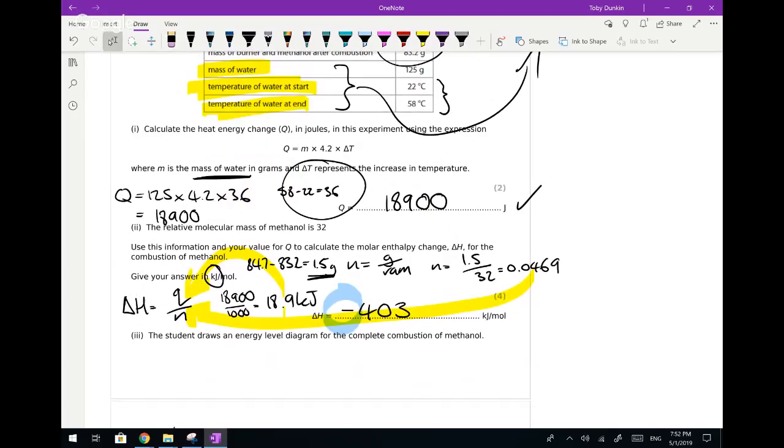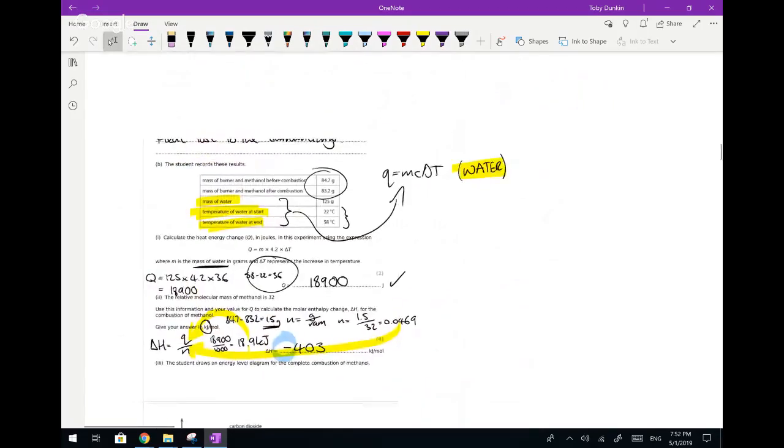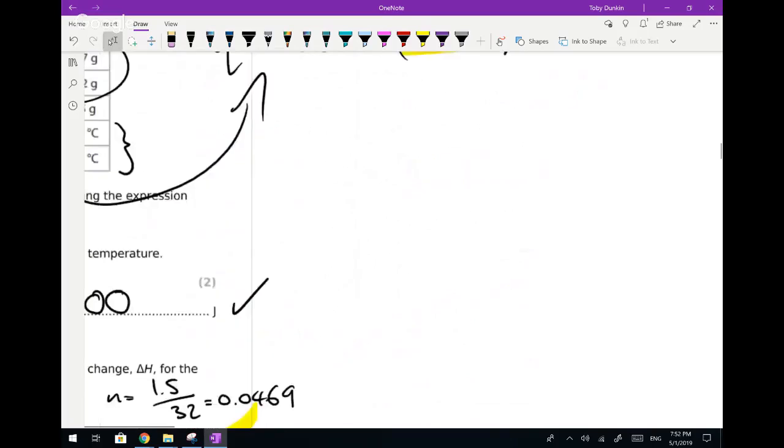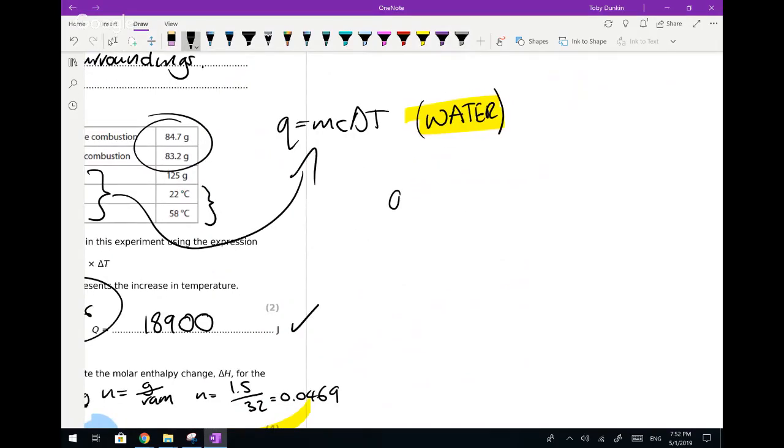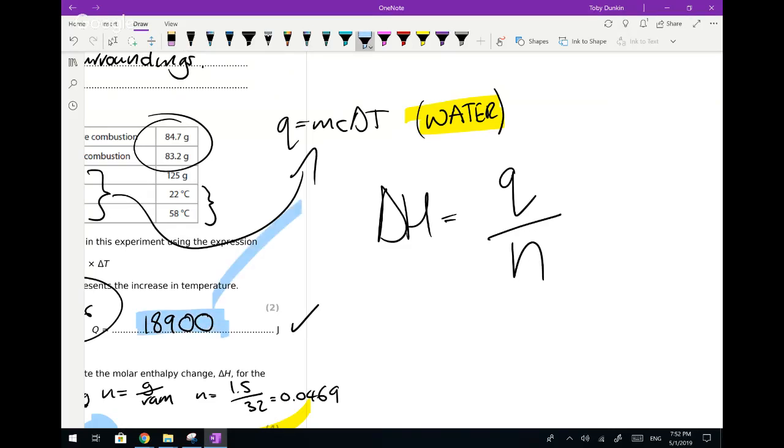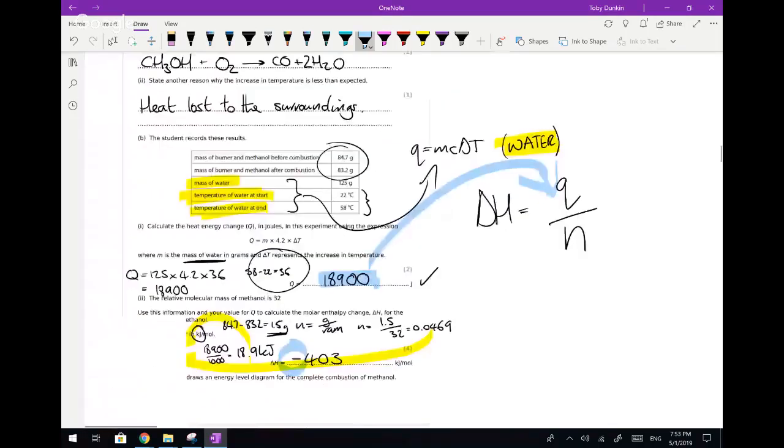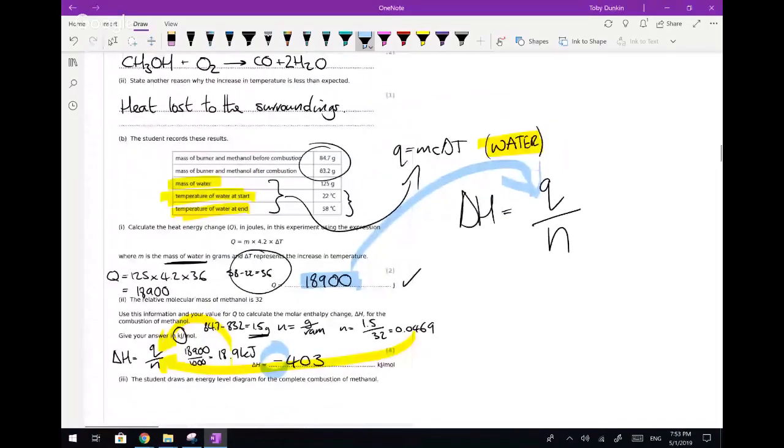Next, it then says, calculate the enthalpy change. There's a second equation. Delta H equals Q over n. Well, I've just worked out Q. That's nice. Can tie that in there. All I need now is moles. Well, where can I get moles from? This is moles of fuel. This is moles of reactant.